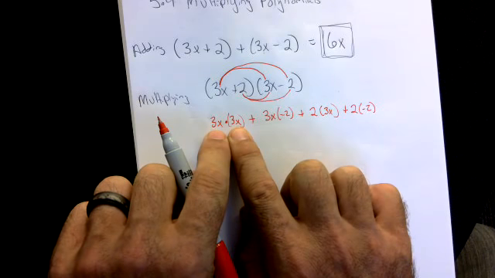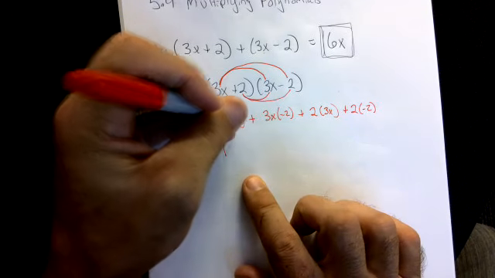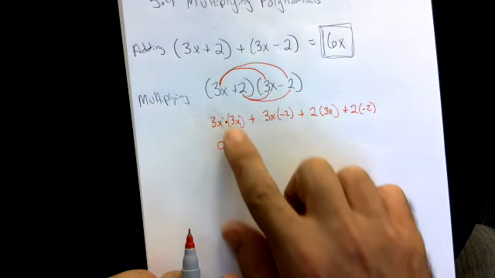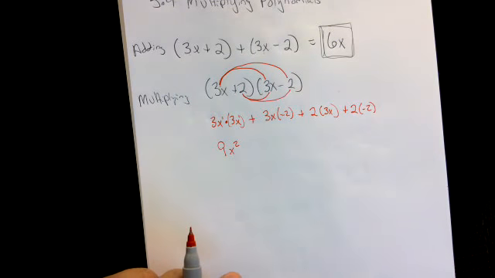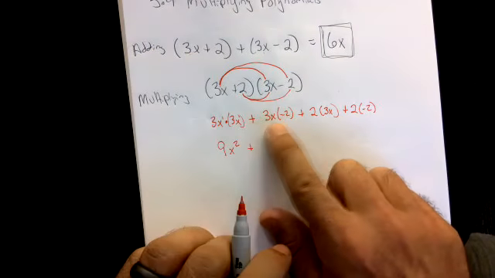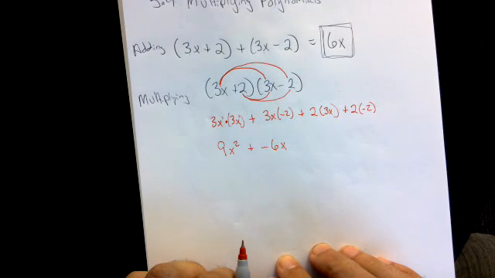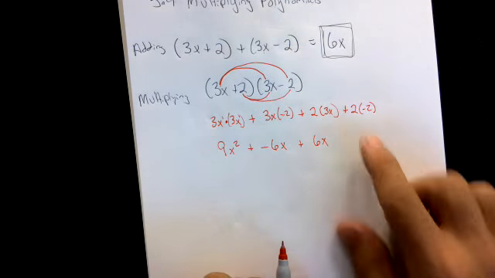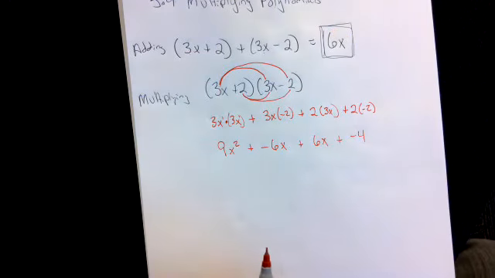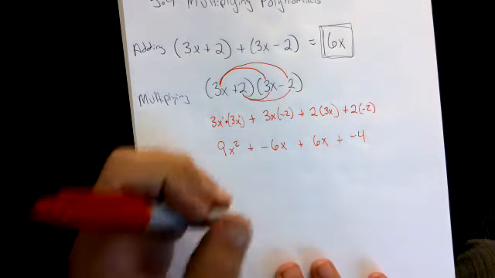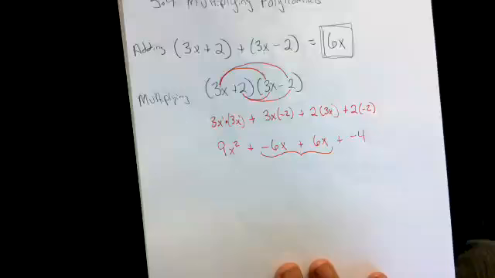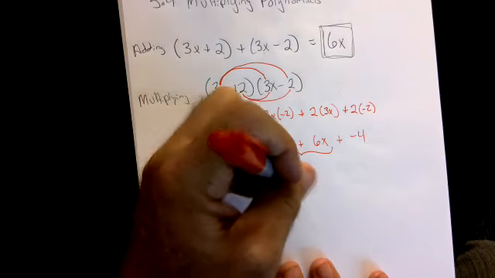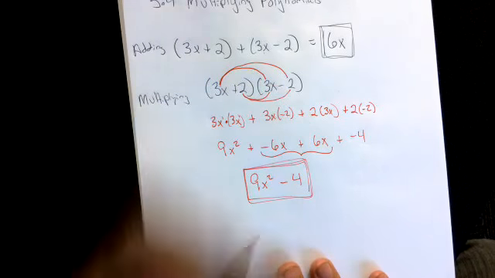3x times 3x, 3 times 3 is 9, x times x. Now we add those exponents together, and that would be an x squared. So the numbers we multiply, and then we add exponents of the same base. So 3x times 3x is 9x squared. 3x times -2 is -6x. 2 times 3x is positive 6x, and 2 times negative 2 is negative 4. We can actually add those two things together because they're the same. Positive 6x plus negative 6x is 0 x's. So when it's all said and done, we have 9x squared minus 4.